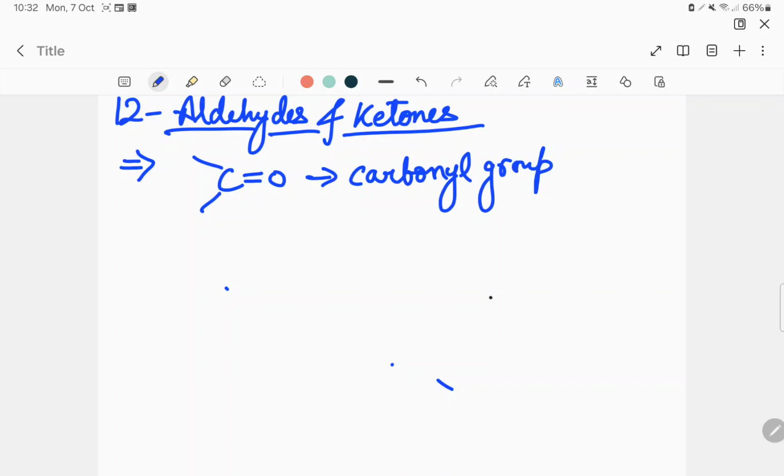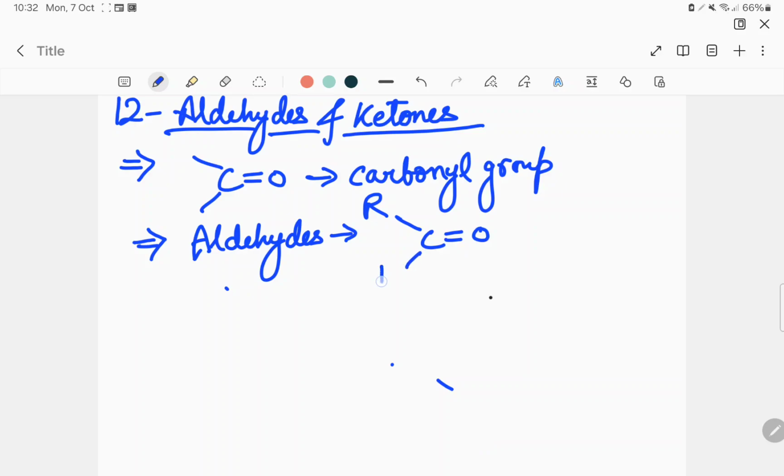In the case of aldehydes, it is seen that one alkyl group is attached to the carbonyl group. And in the case of ketones, there are two alkyl groups attached to the carbon atom. This is the difference between aldehydes and ketones. In aldehydes we have one alkyl group, and in ketones we have two alkyl groups. They may be the same or different.